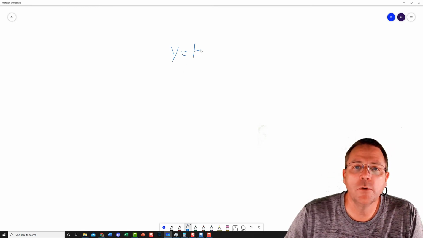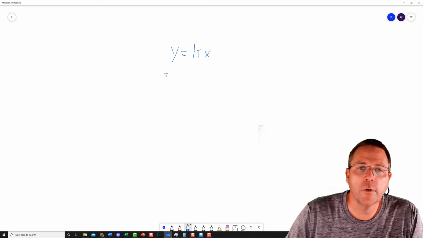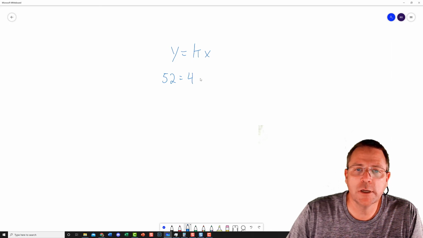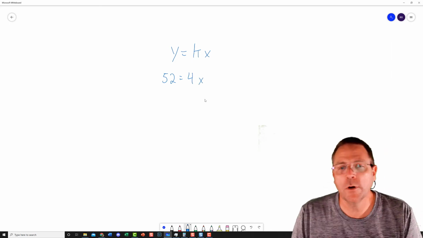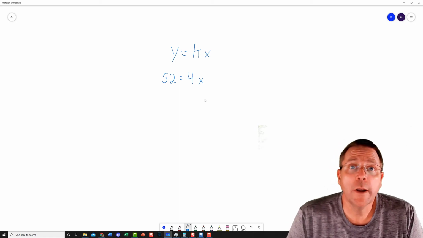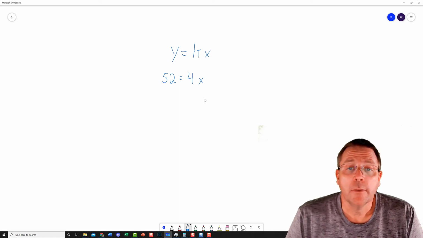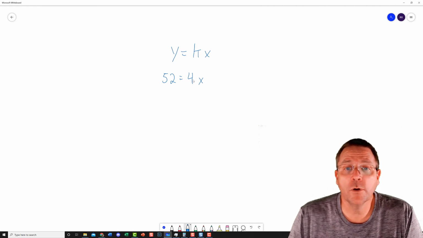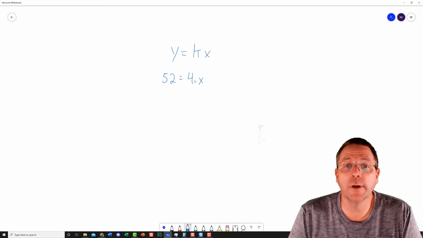Y is equal to kx, where we know the perimeter is going to be 52. We know our constant of variation is going to be 4, and now we want to know what a side length is. What are we going to do? We're going to isolate our variable again. The variable is x this time. Its friend is 4. What is 4 doing to x? It's multiplying. Anytime you have a number next to a variable with nothing between it, that's multiplication.